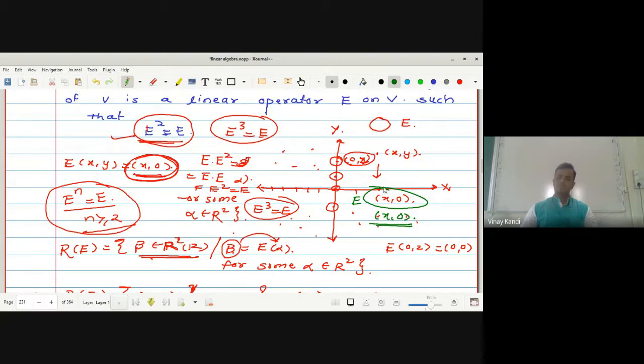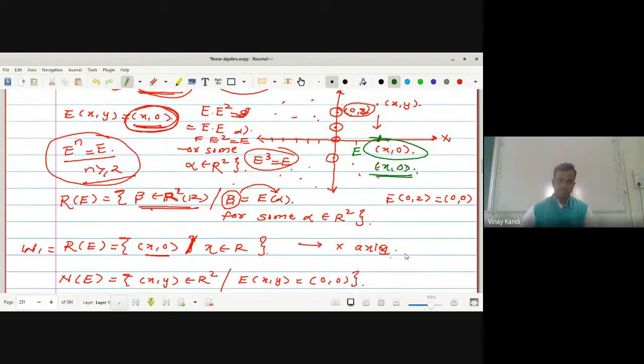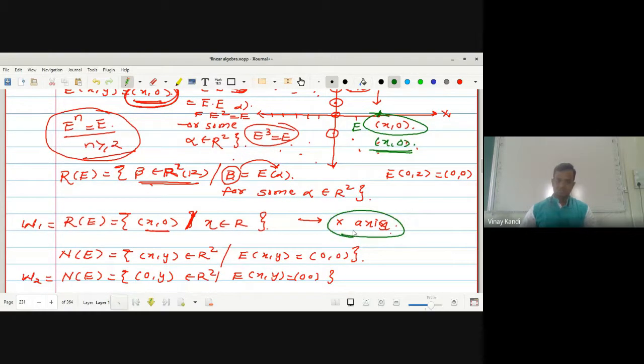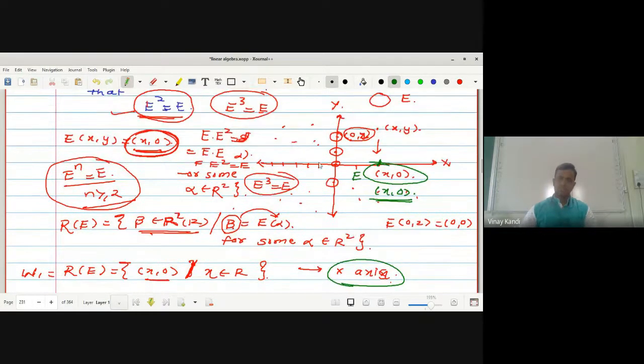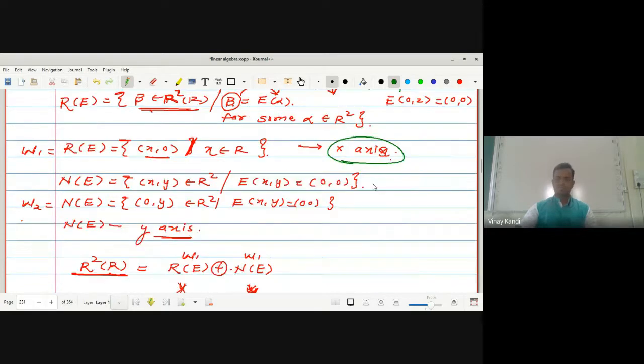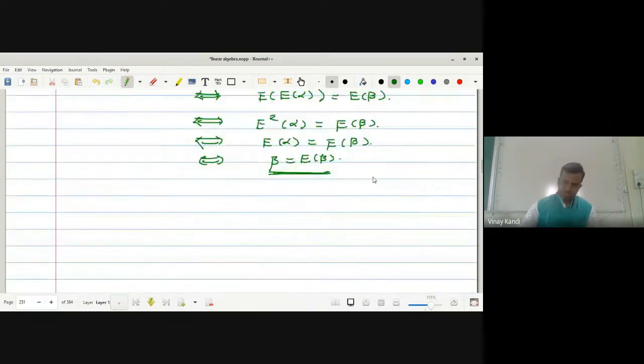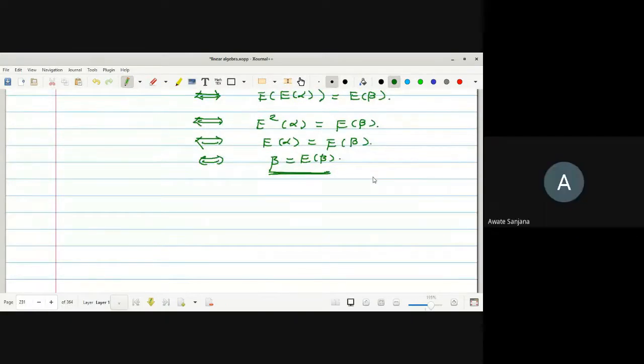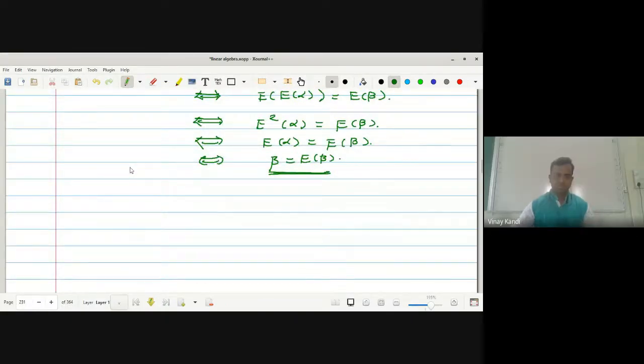एखादा वेक्टर रेंज स्पेस मधनं जर घेतलाय हा तुमचा रेंज काय आला होता इथे? What is the range? X axis. Okay, x axis. Take any vector from the x axis and apply the projection on that vector. E of x0, by the way, mapping E of x0 का येईल माझा again x0, that is E of beta is equal to beta. Okay तेच आहे. Okay, any doubt? No, sir.